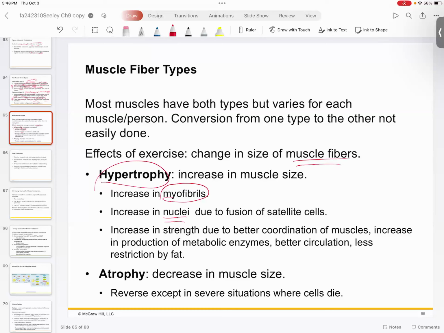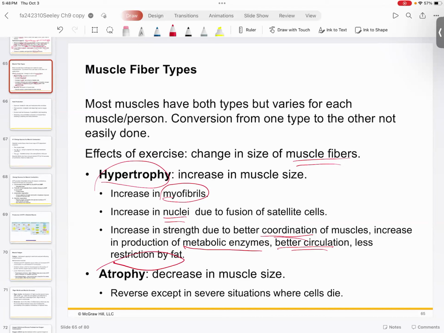And then what will happen is that an increased nucleus creates better coordination of your muscles. It'll also allow you to make better metabolic enzymes, because you need to feed those muscle fibers at a higher level. It'll give you better circulation, and it will also reduce fat as well. Now, atrophy is the decrease in muscle size. This is basically the reverse of that, where you lose muscle mass because you are reducing the number of myofibrils.